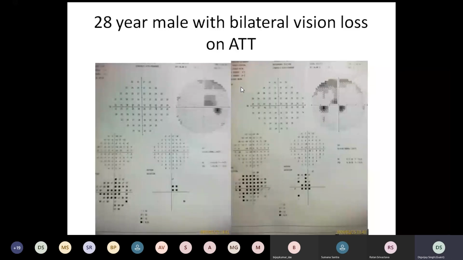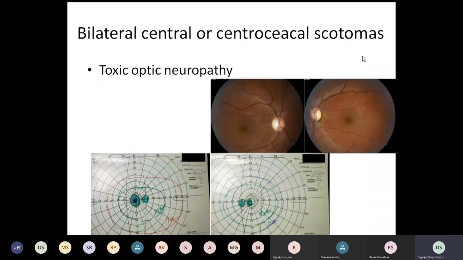A 28-year-old male with bilateral vision loss on ATT. I think ATT is the giveaway here. So you're getting this kind of central field loss in both the eyes. Can you see that there is a central field loss here? Remember, sometimes the grayscale may not be representative. The grayscale doesn't show you all that much of a central field. When you look at this pattern deviation plot, you can see that the central field is affected. There is a generalized depression, but within that, it is the central which is worst hit. So a both eye central field loss in a patient on ATT, ethambutol, you're suspecting toxic optic neuropathy.